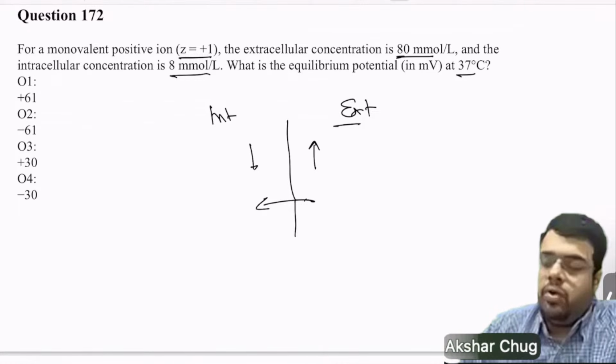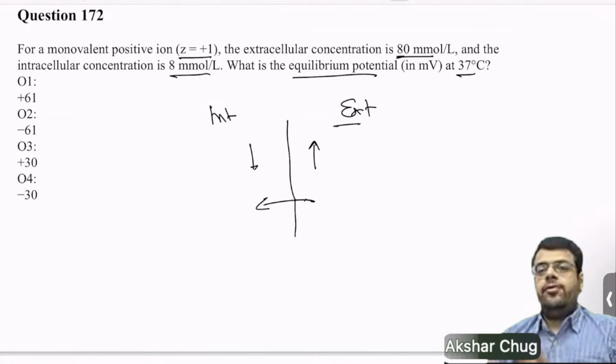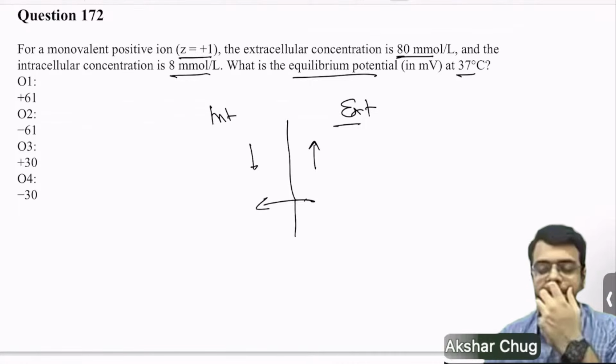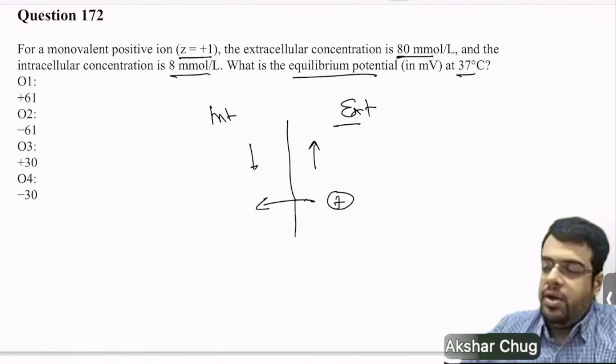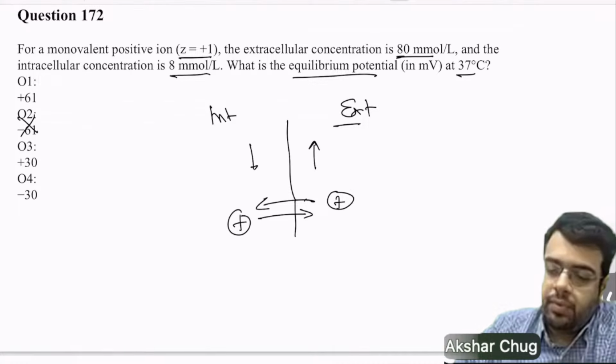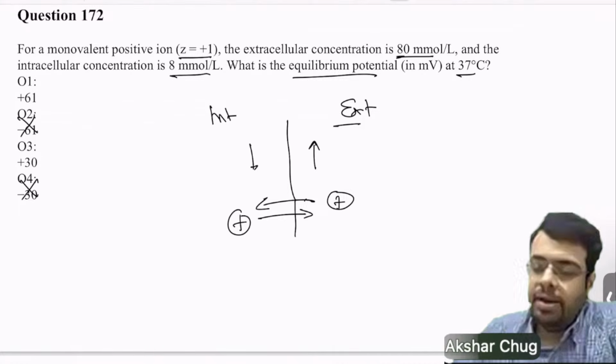To maintain equilibrium, there are two forces. The osmotic force will push the ion inside, whereas the electrochemical force must push the ion outside to attain equilibrium. So it is a positive ion. If we create a positive environment in the cell, it will repel the ion and both of them will balance out. So first we will rule out the negative options. Now we remain with two positive options.